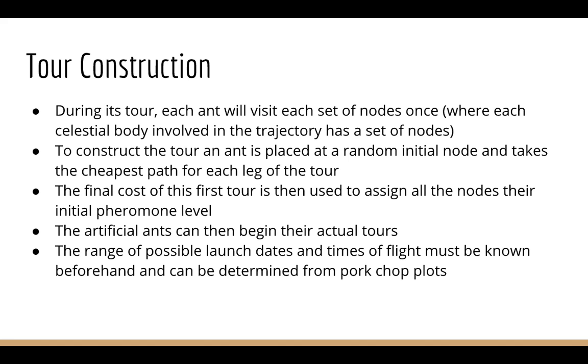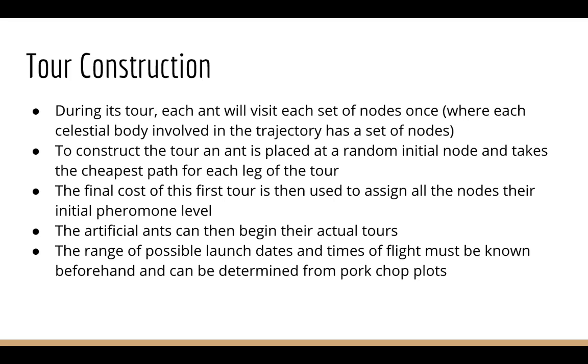So during its tour, each ant will visit the whole set of nodes in the system. In order to start this process, you need a first ant to be placed at a random initial node, and then have it take the cheapest path for each node of the tour. So there will be no pheromones yet when this first ant sets out. It will set the initial level of pheromones at each node based on the final cost of its trip. And then after that, the rest of the artificial ants can begin their tours and start leaving their pheromones. And then the iteration keeps going.